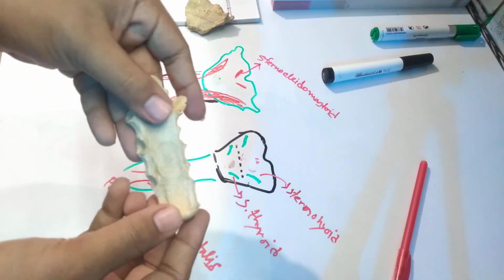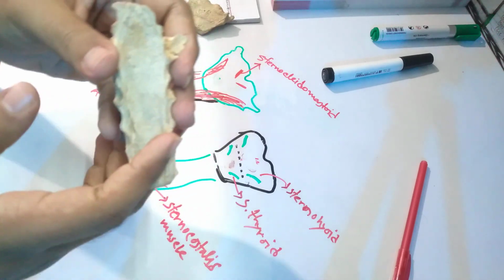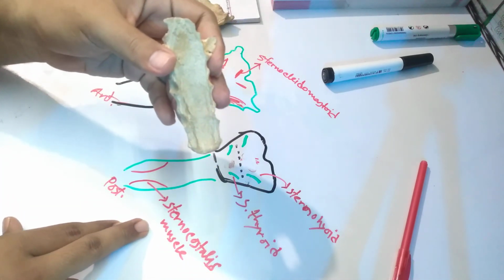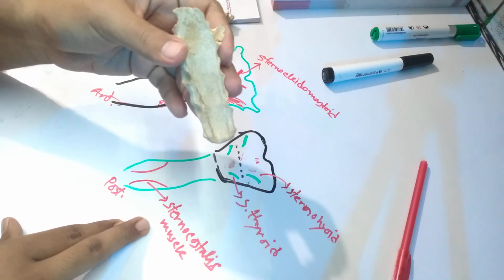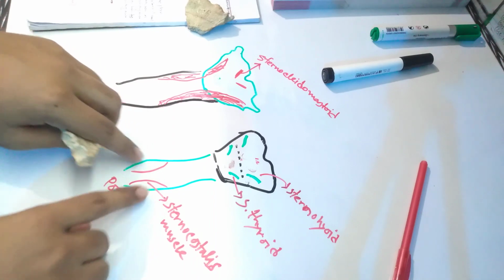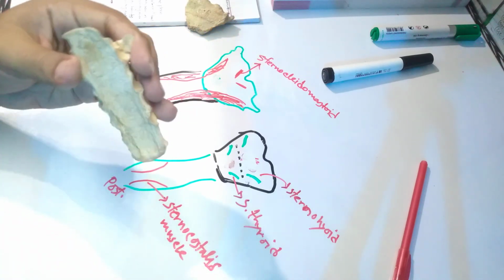And the lower part of the body, the attachment is sternocostalis muscle. This is sternocostalis muscle.